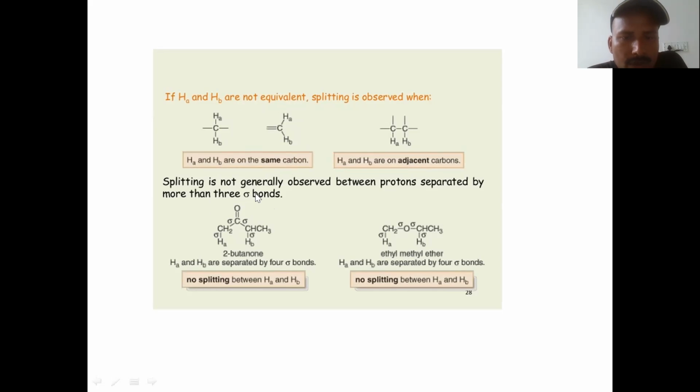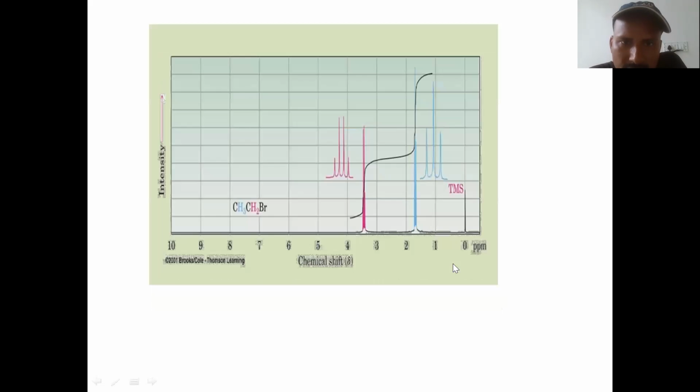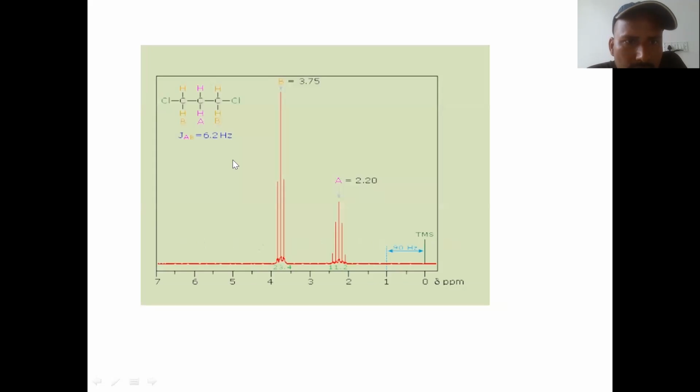So if protons are separated by more than 3 sigma bonds, then splitting will not be observed. Similarly, you can see for this one, for this proton a doublet appears, and for this a triplet appeared. Okay, so you can see this splitting pattern. For this a triplet, and for this a quartet will appear by applying the n plus 1 rule. Similarly, for this proton a triplet appeared, for this proton a triplet appeared, and for this proton a pentet will appear.